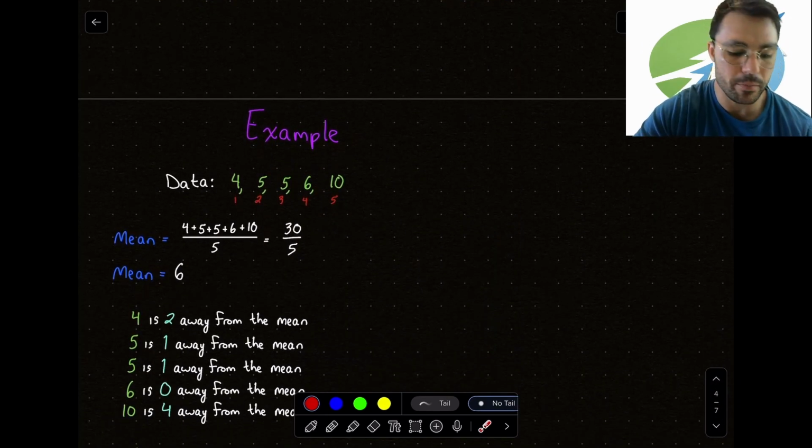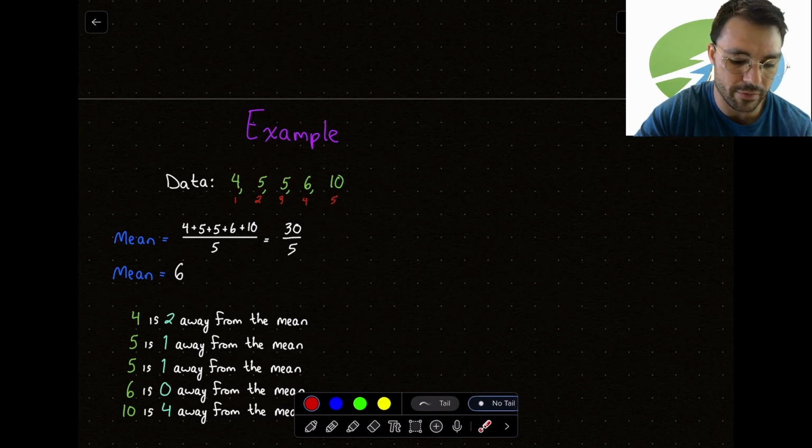Here's an example. We have our data set 4, 5, 5, 6, and 10, and this is data elements 1, 2, 3, 4, and 5. So we take the mean, add them all up, 4 plus 5 plus 5 plus 6 plus 10, divided by 5 because there are 5 elements or observations. We get 30 over 5, and our mean is 6.